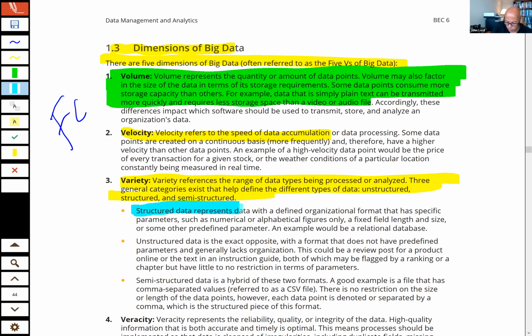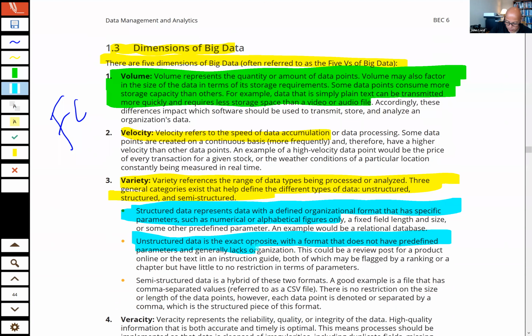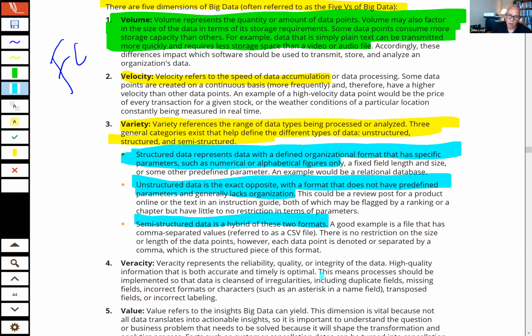So structured data represents data with a defined organizational format that has specific parameters such as numerical or alphabetic characters. Unstructured data is the exact opposite, meaning if it's not structured, it's unstructured. And then semi-structured is a hybrid of these two formats. So it's not some mind-blowing explanation of what these different things mean. Just understand that variety is grouped into these three categories of structured, unstructured, and semi-structured.